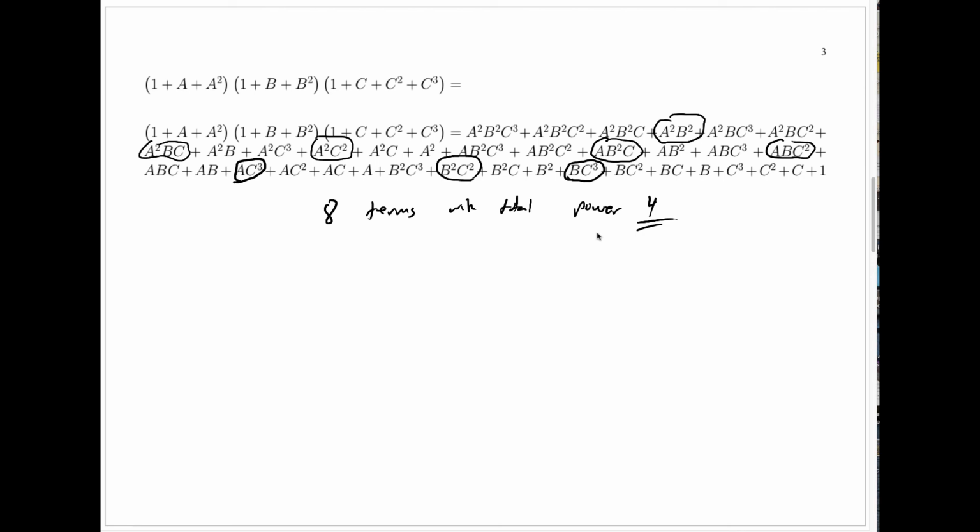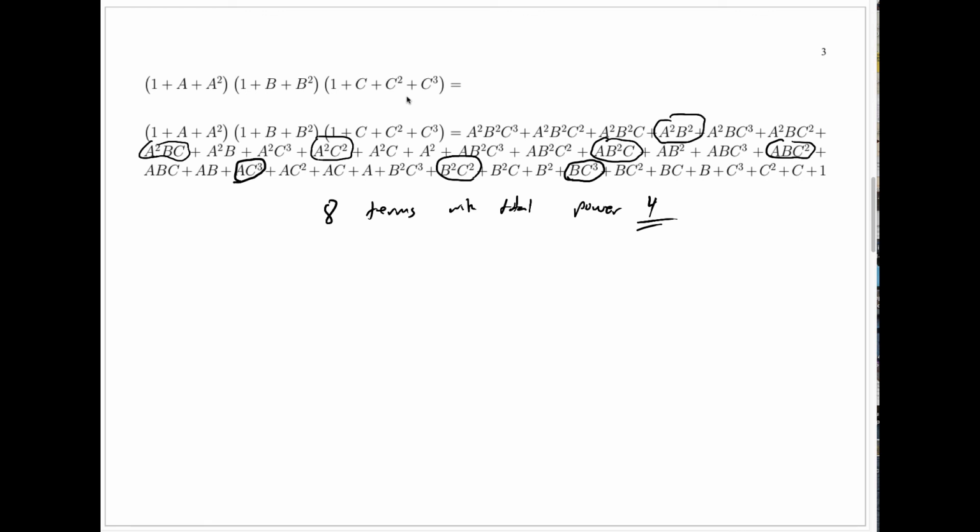What would make things easier? Well, if I want to count all the terms where the total power is 4, here's a neat trick. If I replace all the a's, b's, and c's just by a single variable x, then a squared bc will just be x to the 4th. A squared b squared will be x to the 4th. A squared c squared will be x to the 4th. Each of these will be x to the 4th, and they'll have a term that looks like 8x to the 4th. So if I replace all of these letters by a single variable called x, then I just look at the coefficient on the x to the 4th term, and I'll get the total number of words.